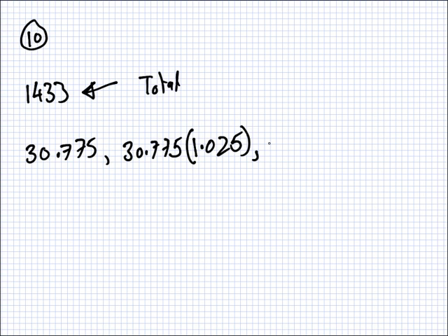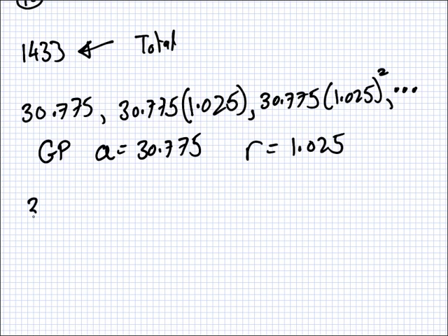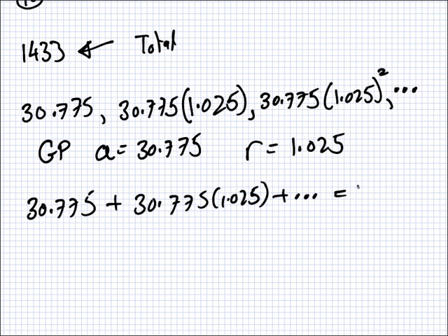Okay, so for the next year, it multiplies again by another 2.5% increase. So what's happening here? What type of sequence is this? It's a GP, isn't it? It's a GP with a equal to 30.775 and r equal to 1.025. Now, this is how much is consumed in the first year, this is how much is consumed in the second year, this is how much is consumed in the third year, etc. We know that if we add these all together, what should it total? 1,433 billion. Yeah, it should add up to 1,433.